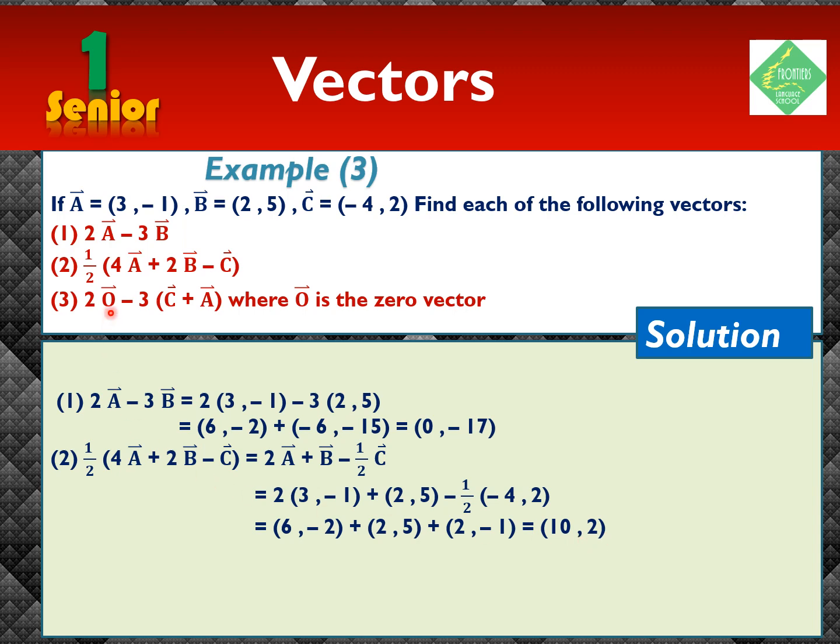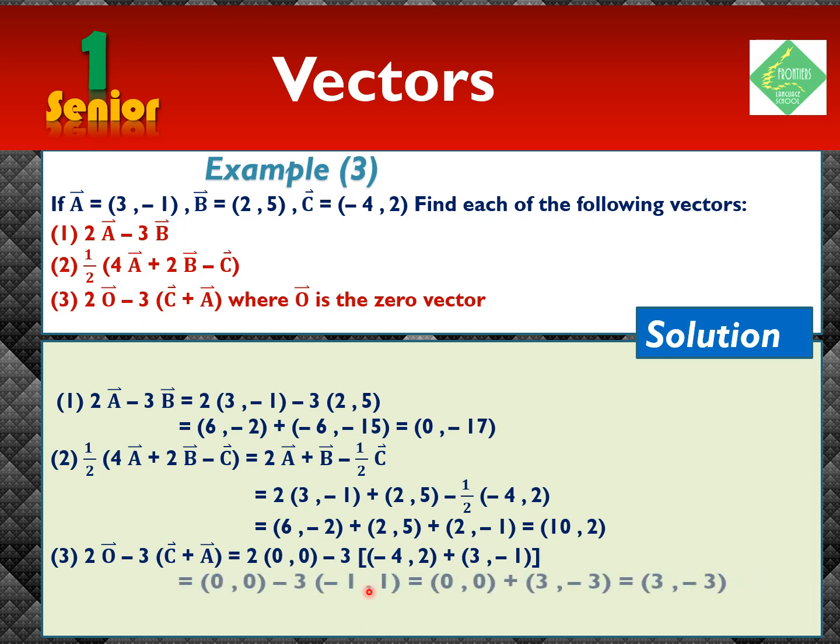Now 2O minus 3 times (C plus A), where O is the 0 vector. Multiplying 2 by the 0 vector will also be 0 and 0. And multiplying negative 3 by C plus A: first you will add C plus A, negative 4 plus 3 is negative 1, 2 plus negative 1 is 1. And multiplying the result by negative 3, you will get 3 and negative 3.